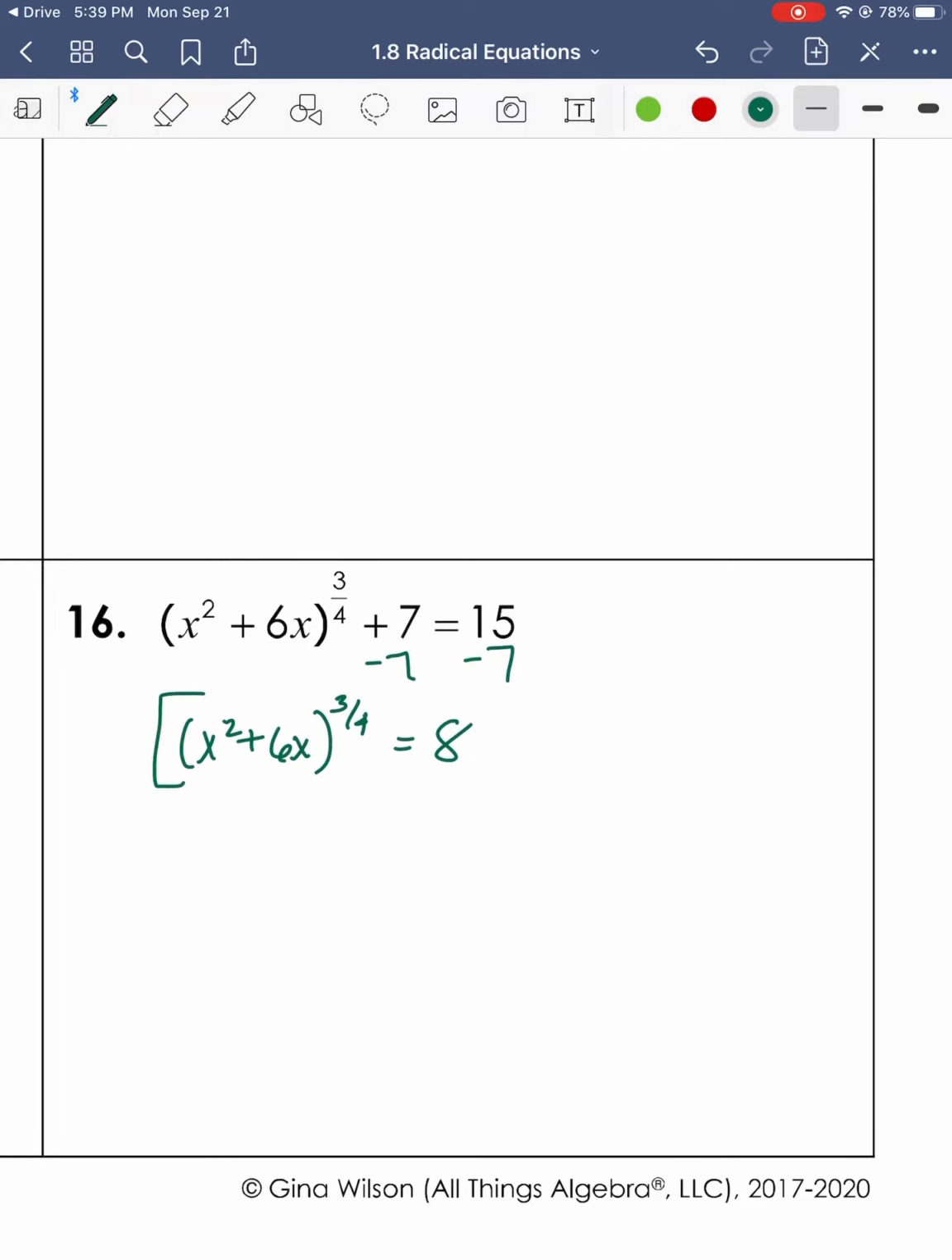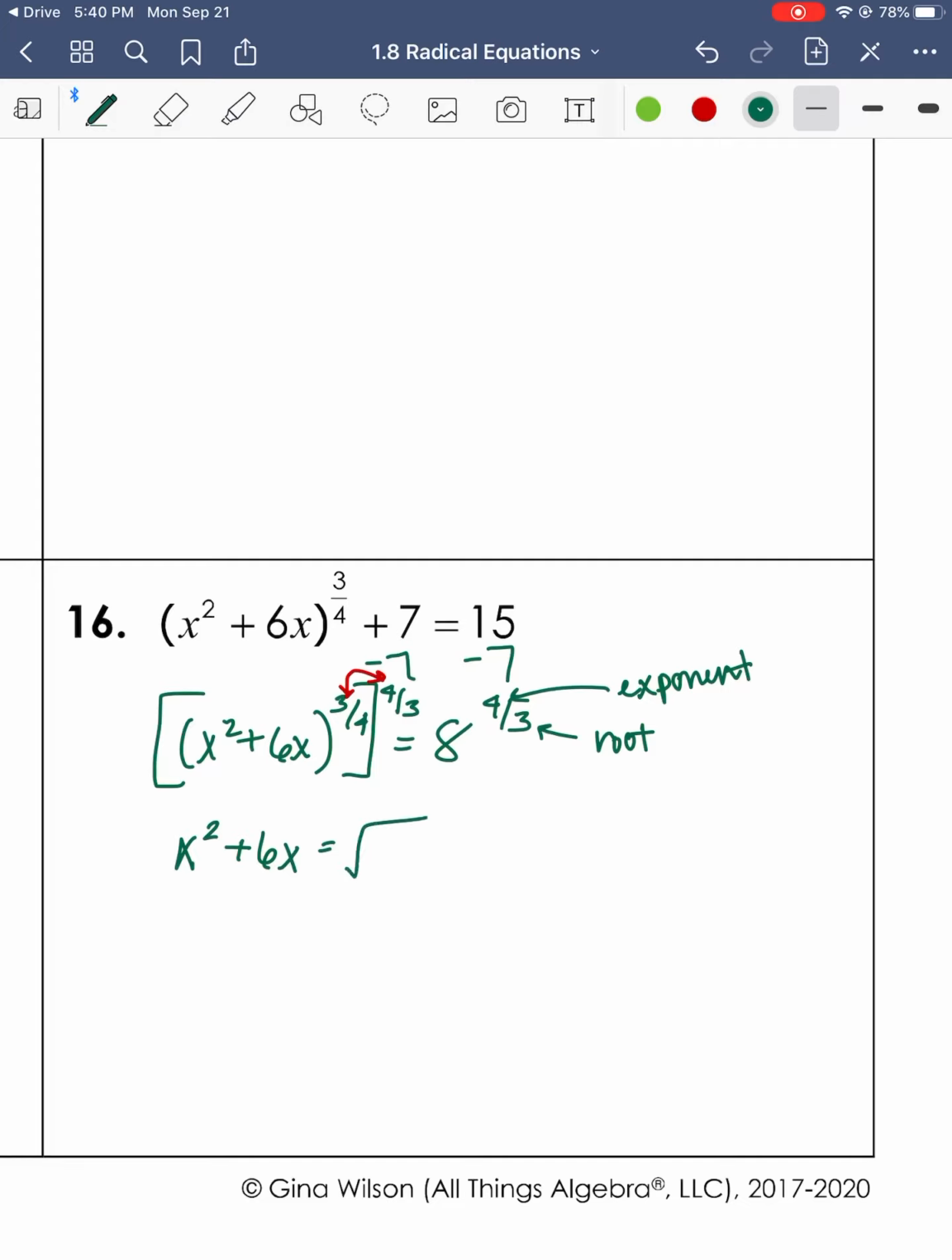All right. So then we're going to raise this to a power, and it's going to be the reciprocal of 3/4, which is 4 over 3. And then we're also going to raise 8 to the power of 4 over 3. So again, multiplying these together, it's going to equal 1. So we can just write the insides just as they are, x squared plus 6x. And then we have 8 raised to the 4/3. And if you recall from our rational exponents section, the denominator will become the root, and the numerator will become the exponent of the radicand.